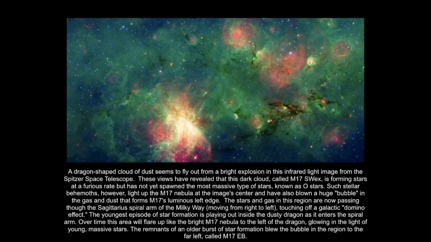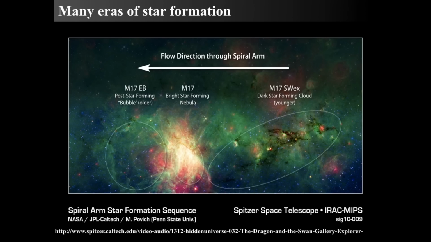And this is an image provided by the Spitzer Space Telescope of a very familiar area of the sky, actually. This is close to the constellation Sagittarius, and M17 is one of the great emission nebulae in the sky. But now we're looking at infrared light. And we're actually looking down a cross-section of a spiral arm. So this is like taking one of the spiral arms, cutting it lengthwise, and looking down it. So we'll start off where the flow direction goes right to left in this image, where we have the dark dust clouds that are forming young stars.